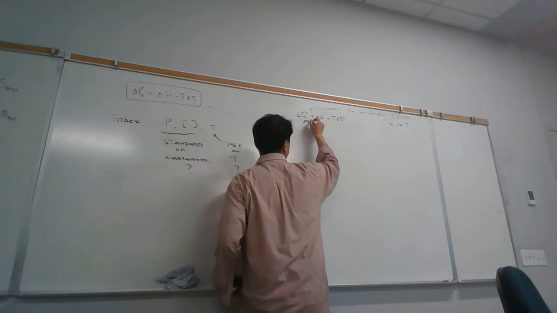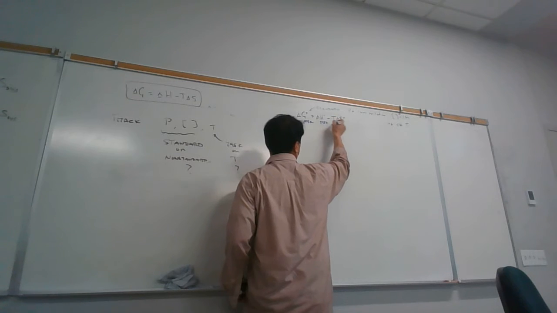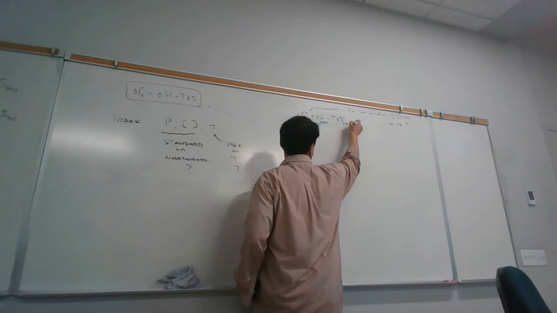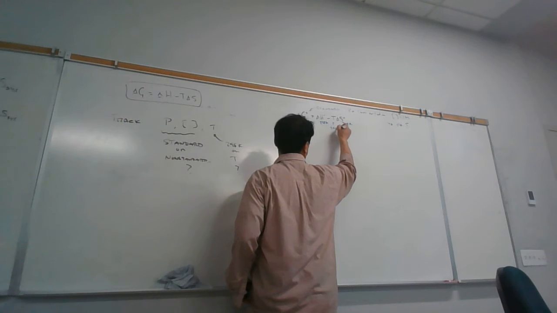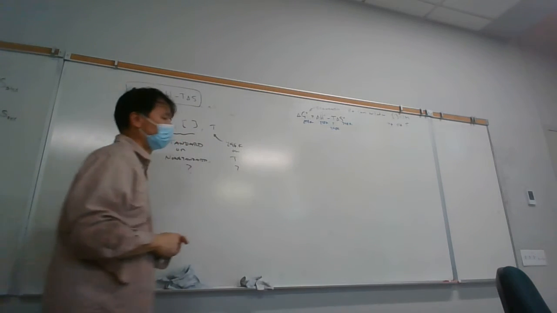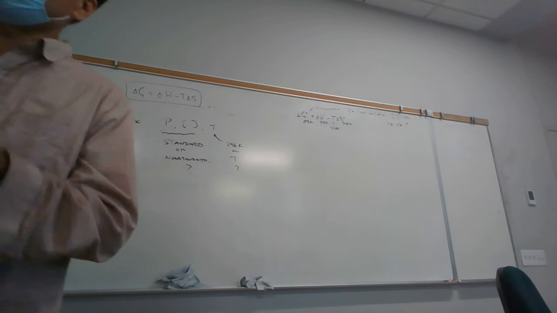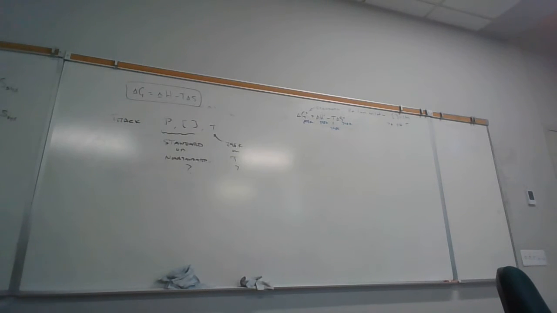So this is delta G at 298 Kelvin, delta H at 298 Kelvin, and delta S at 298 Kelvin, where T is also 298 Kelvin. And so what we call this is delta G under standard conditions at 298 Kelvin. So let's take a look at some calculations for this.